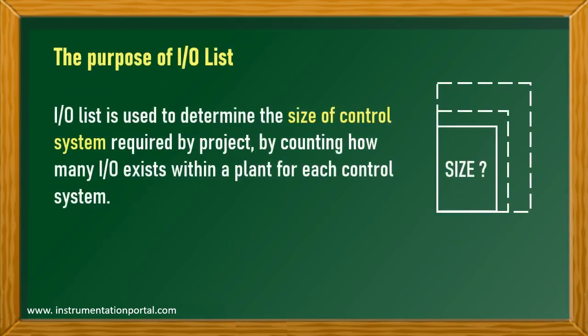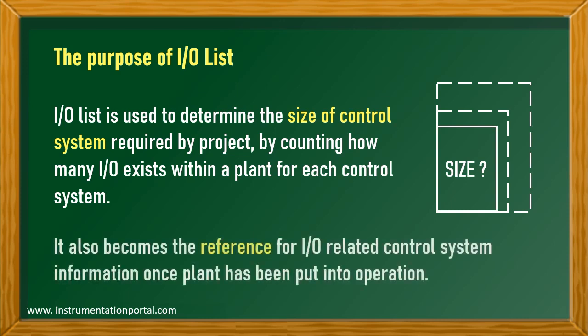I/O list is used to determine the size of control system required by project. When the input-output list has been completed, the I/O will be counted for each control system within a plant. It also becomes the reference for I/O-related control system information once plant has been put into operation.